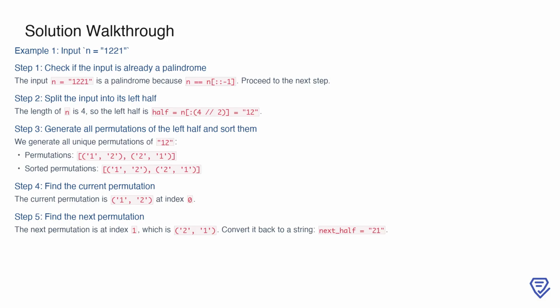Now, we generate all unique permutations of this left half. The possible permutations of 12 are 1, 2 and 2, 1, and when sorted, they remain 1, 2 and 2, 1. From here, we identify the current permutation, which corresponds to the arrangement of the left half in the original input. That gives us 1, 2, located at index 0 of the sorted list. To find the next permutation, we move to index 1, which is 2, 1. Converting this back to a string, we get next_half equals 21.